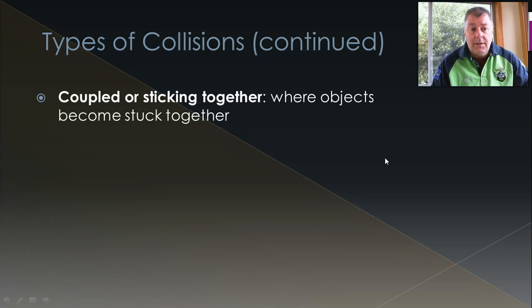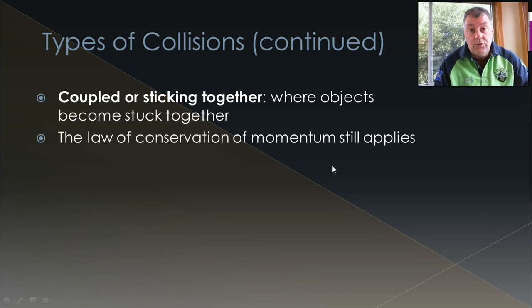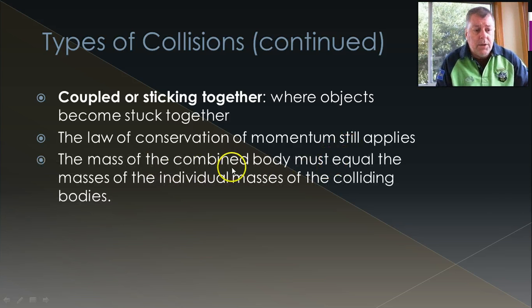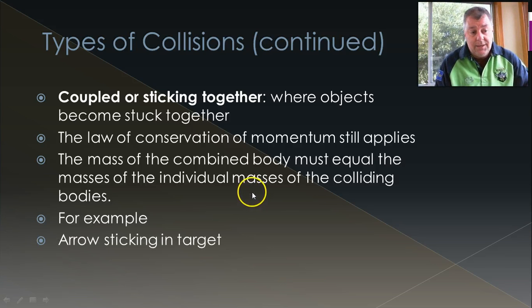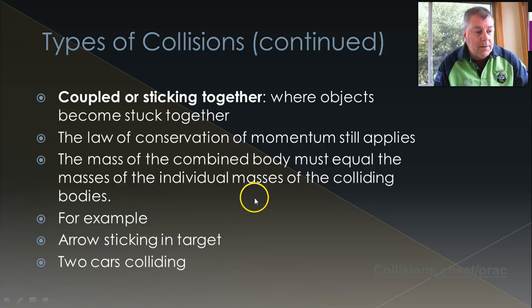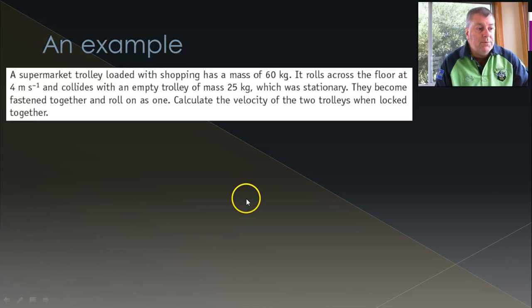And what about the other type of collisions that we're talking about, the coupled and sticking together, where they get stuck together? Law of conservation of momentum still applies. Shouldn't be a surprise. And the mass of the combined body must equal the masses of the individual bodies that collide. So we can't lose any mass. It's a closed system. For example, arrows sticking in a target, or 2 cars colliding. Now we'll be doing a prac that demonstrates all this in the lesson, but we'll keep going. So let's do an example.